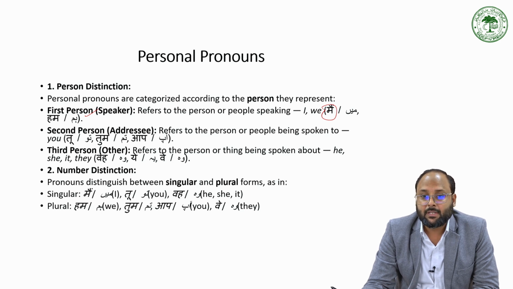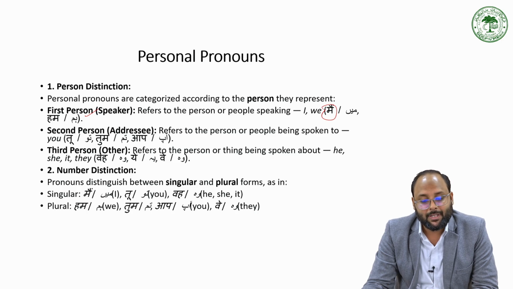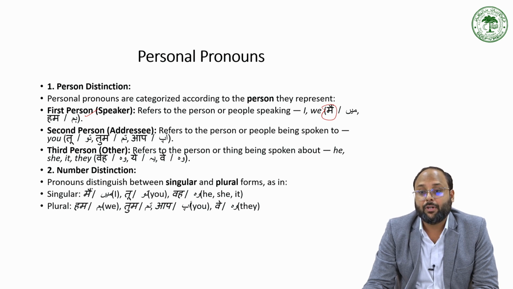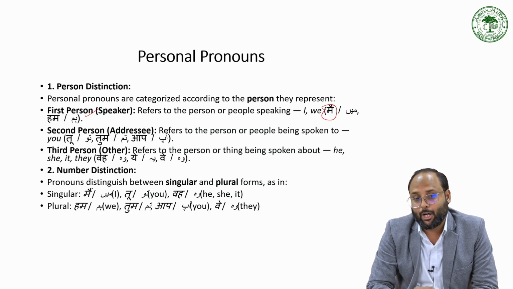The second person refers to the person or people being spoken to. That is tu, tum and आप. Tu is singular and tum is plural, and आप is for honorific status, and sometimes it is also used for plural. We can understand by the context whether आप or tum is used for plural or for honorific status.